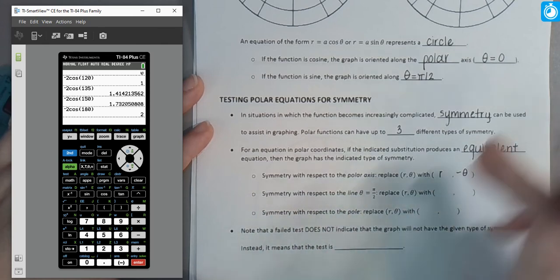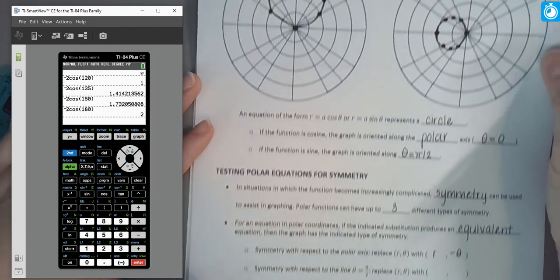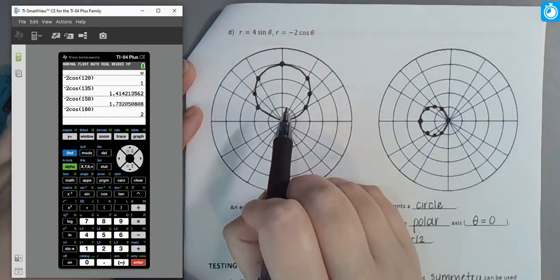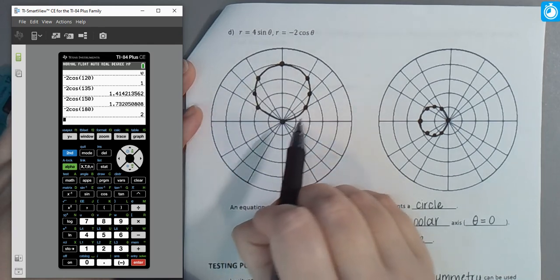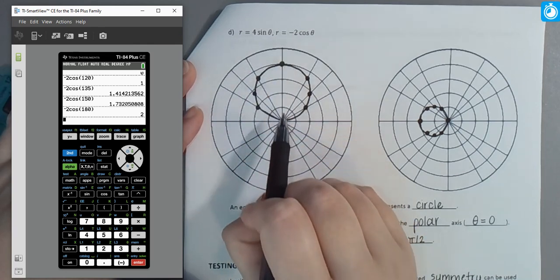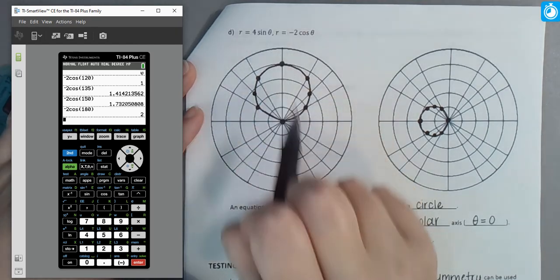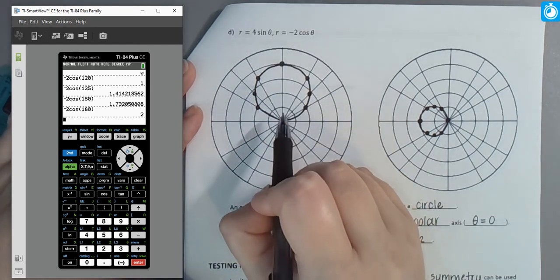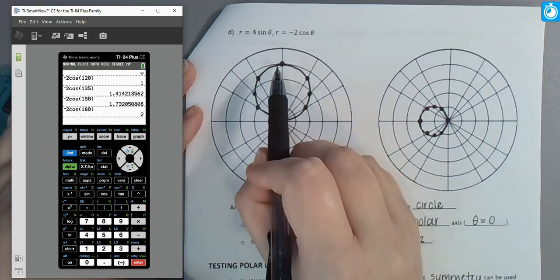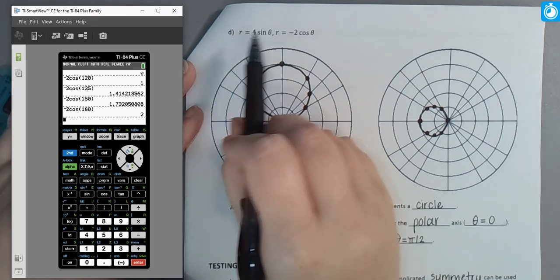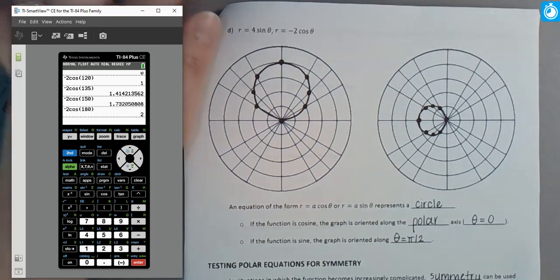Theta is equal to pi over 2. So that would be kind of like y-axis symmetry. This particular graph has symmetry with respect to theta equals pi over 2. Or think of it as this whole vertical line. Again, what kind of looks like the y-axis. We have points to the right, and they're matched by points to the left of that line. So this particular equation has that type of symmetry.